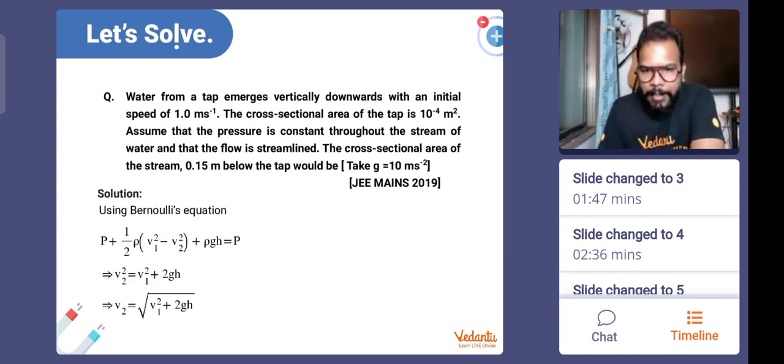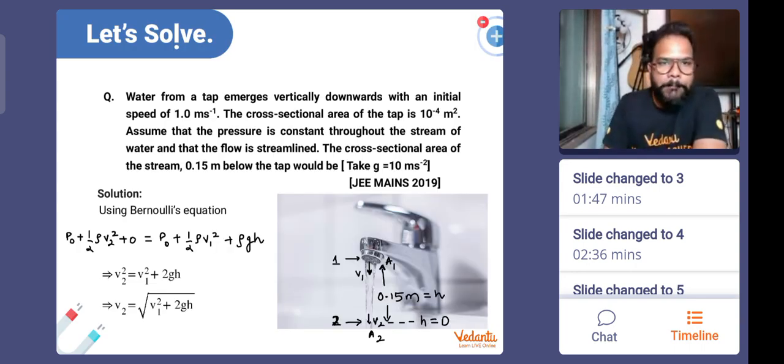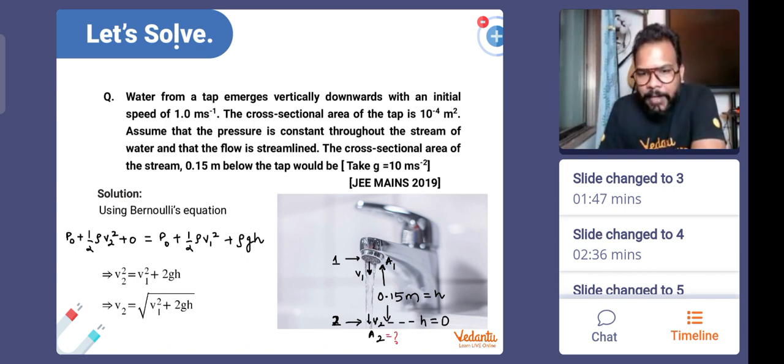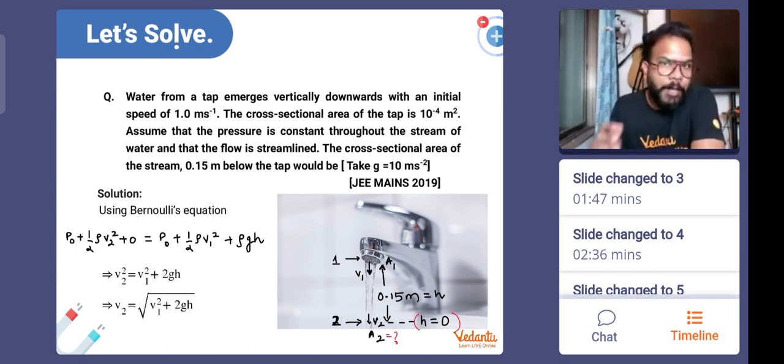As simple as that. Let me give you an idea by looking at this diagram that I've drawn. The image was always there, but I have written things here. This is point number 1 and this is point number 2. At point number 2, where I'm interested in finding the area, I'm considering that level as height equal to 0, because I want to apply Bernoulli's theorem, so I need to write the potential energy. So this is height h equal to 0.